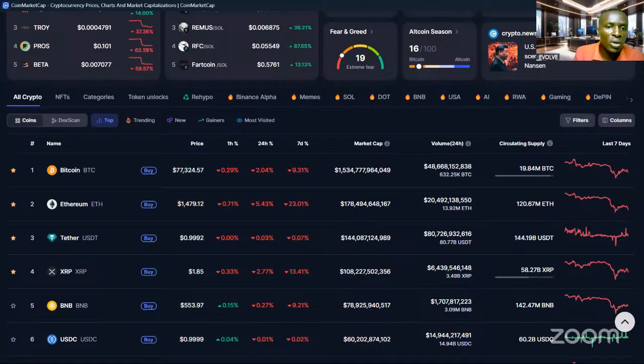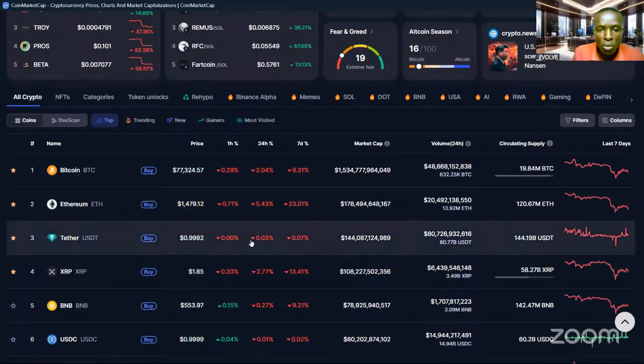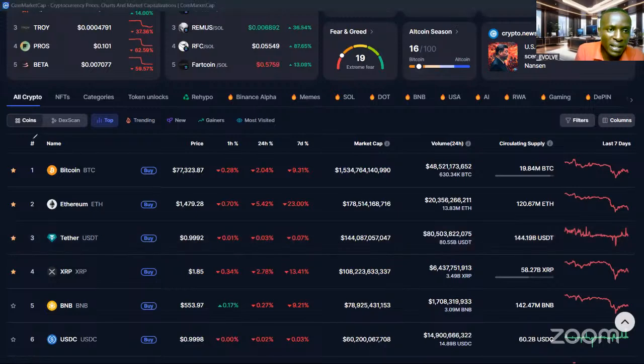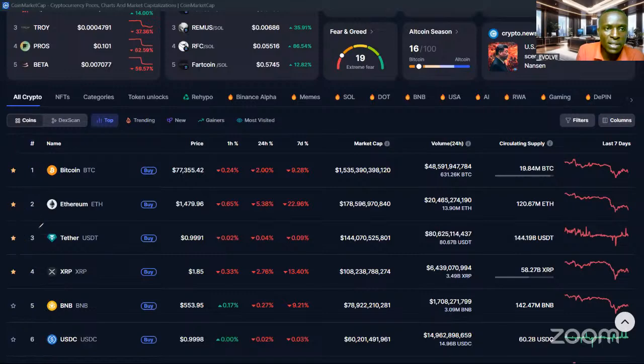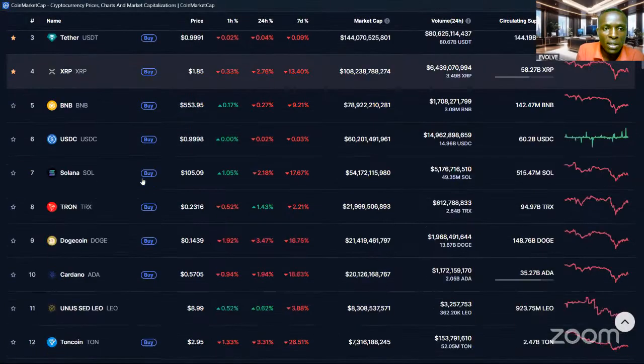Here on my PC, the figures are even bigger. If you are using a PC, they show you more details. So here is the number of the coin. Bitcoin is the top one, followed by Ethereum top two, followed by Tether USDT, followed by XRP, followed by BNB, followed by USDC. These are the top 100 coins, the top quality coins. So you check this list.